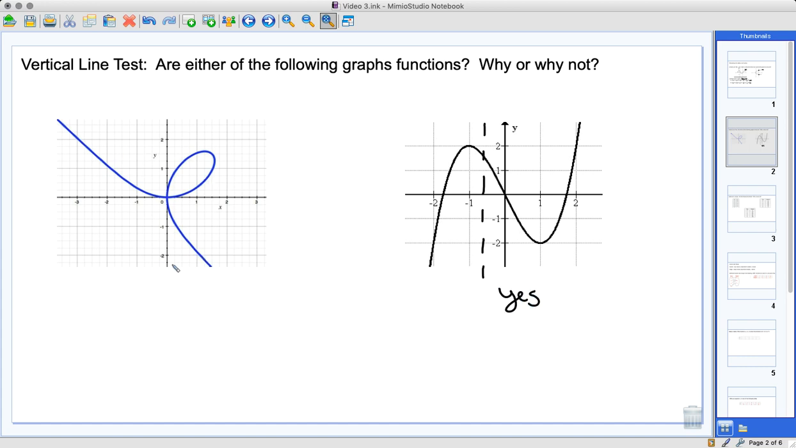First picture here, well, if I draw a vertical line there, it would work. But we always want to pick the parts of the graph that don't look like they would work. Like this one. I actually touched 1, 2, 3 different times for that one. So that one would not be a function. And again, if it asks you why or why not, you can say it passes the vertical line test, or it doesn't pass the vertical line test.